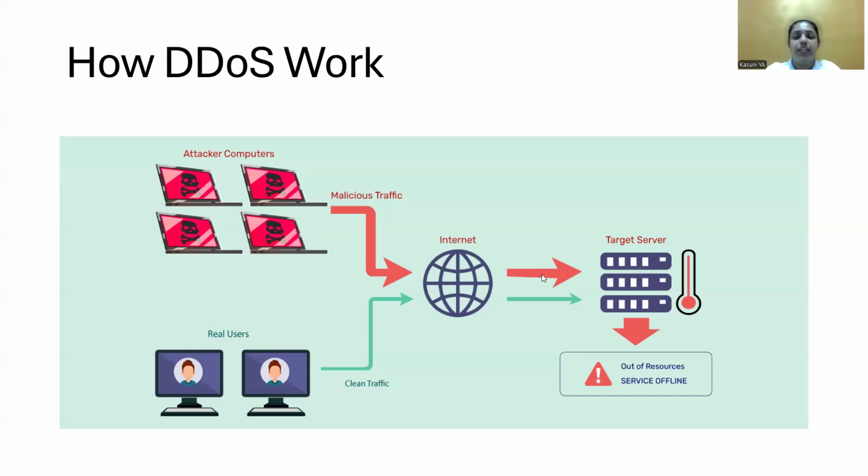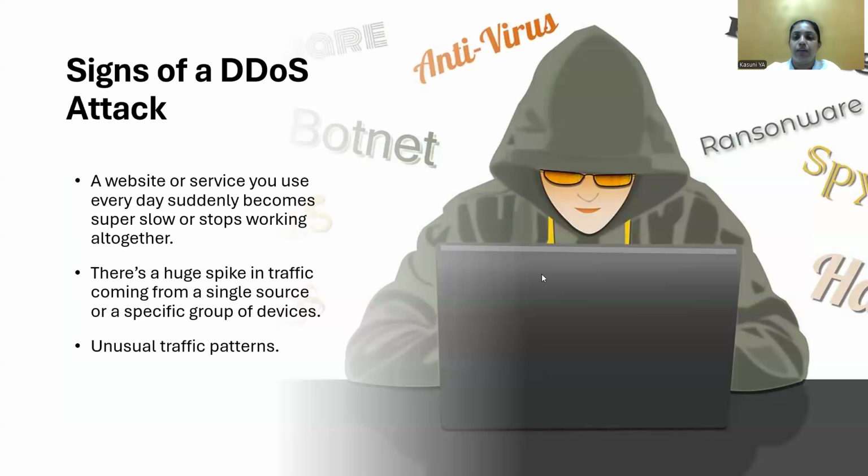The server gets completely overwhelmed. For example, it's like a single cashier trying to handle a crowd of thousands. It crashes and suddenly no one can access the service. The scary part is it's almost impossible to tell the difference between actual attack traffic and normal traffic. It's like trying to spot a few fake tickets in a packed stadium, nearly invisible until it's too late.